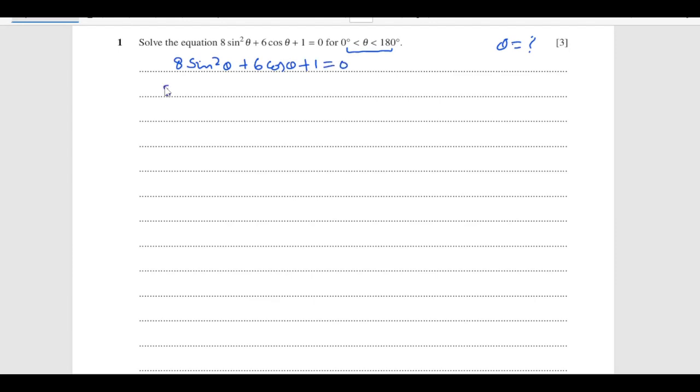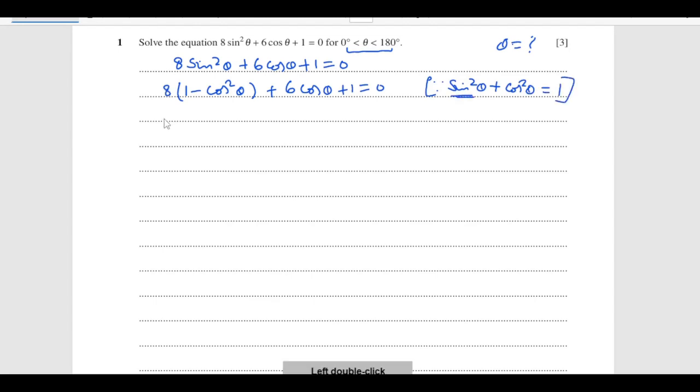So we can write sin squared theta as 1 minus cos squared theta, so 8 times (1 minus cos squared theta) plus 6 cos theta plus 1 equals to 0. We can do this because we have the formula sin squared theta plus cos squared theta is equal to 1. So in that way we are able to convert the whole equation in terms of cos theta, right.